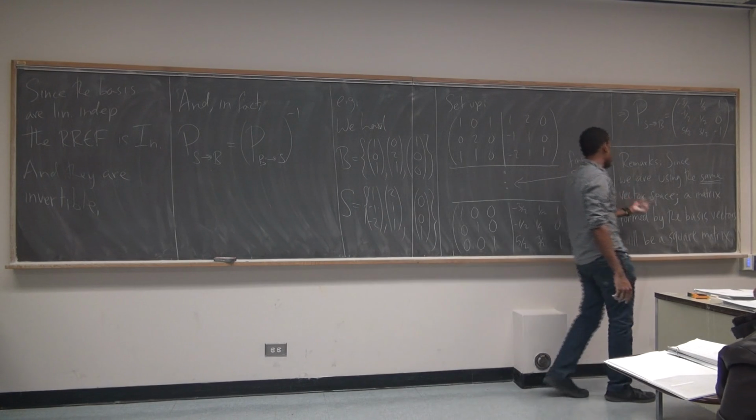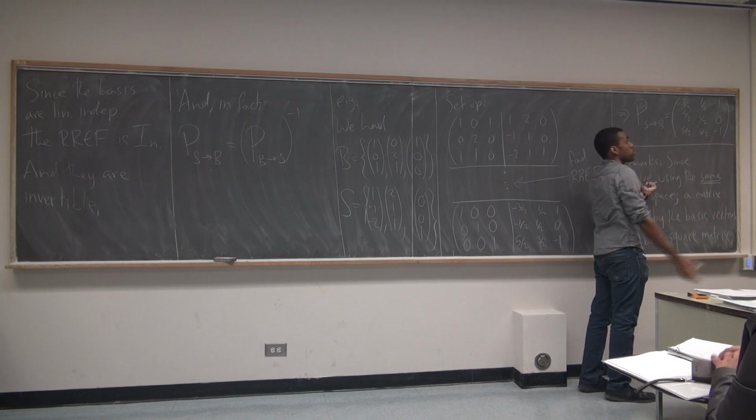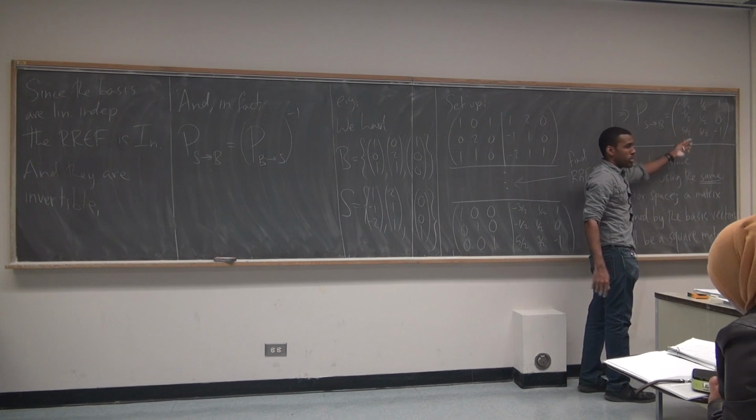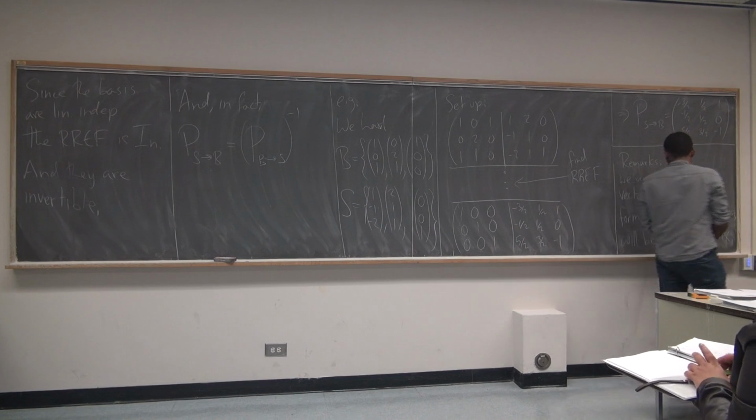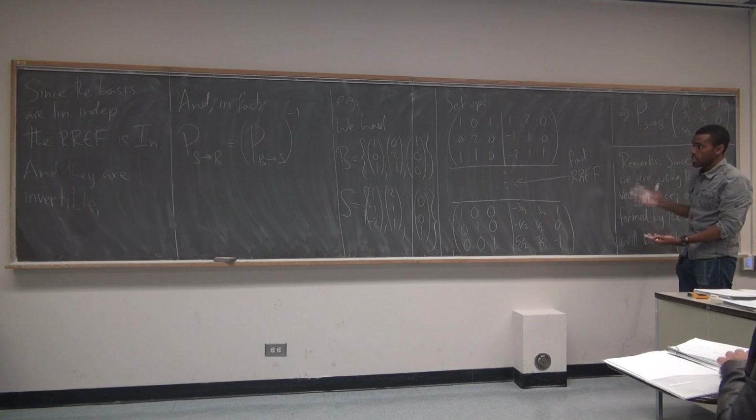If you're going between a vector space and a completely new vector space with different basis vectors, you don't get a square matrix, and then you have to do row reduction all the time, and you don't really have this nice theorem.